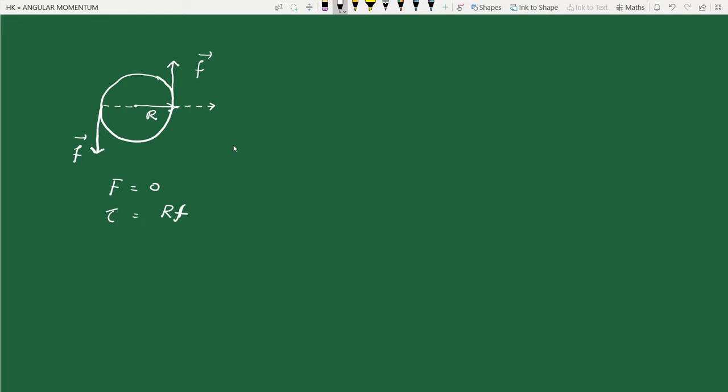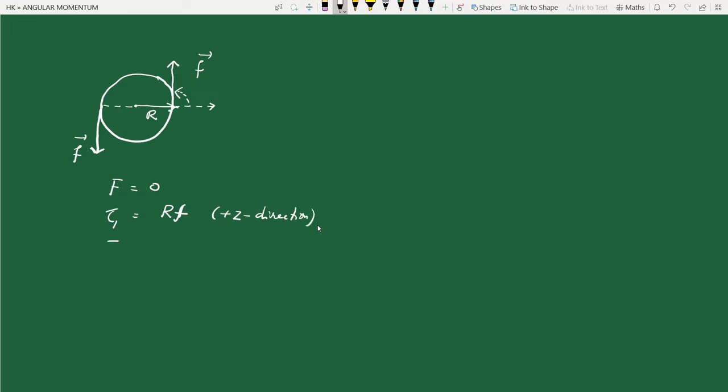What is the direction of this torque? Let's find the direction of R cross F. R is in this direction, towards the right. Force is upward. So when you rotate from R to F, the rotation is in the counterclockwise sense. So R cross F will be in the plus Z direction. So the torque due to the first force is RF in the plus Z direction.